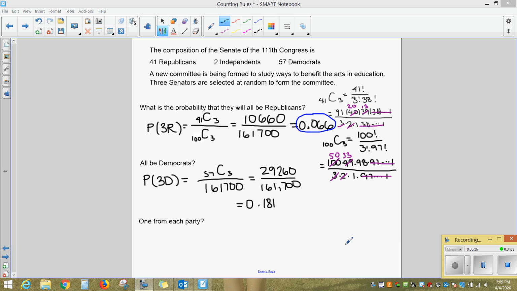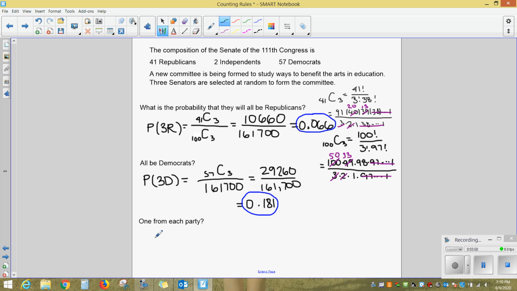Okay. So the probability of 3 Democrats: out of 57, we're choosing 3 of them. If you do the work off to the side, I didn't write it down this time, but you should get 29,260. And again, the denominator will be the same as it was before. To 3 decimal places, you get 0.181.